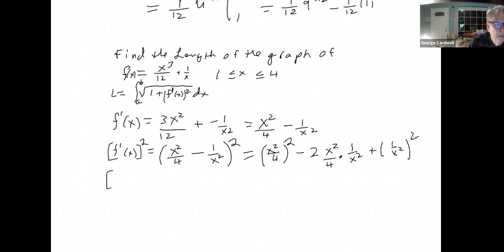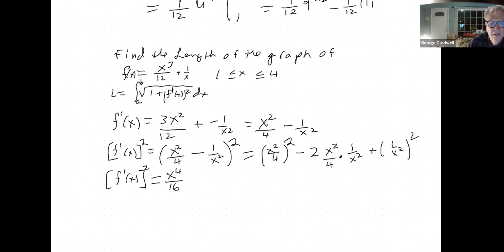So f prime of x squared equals the first term squared. So x squared squared would be x to the 4. 4 squared would be 16. So you have x to the 4 over 16.